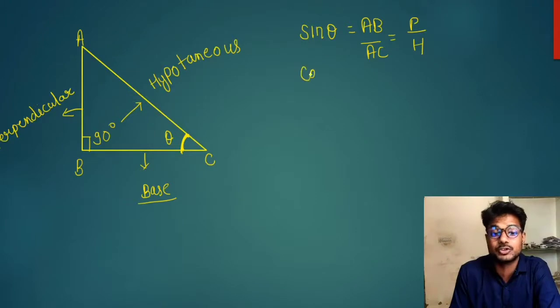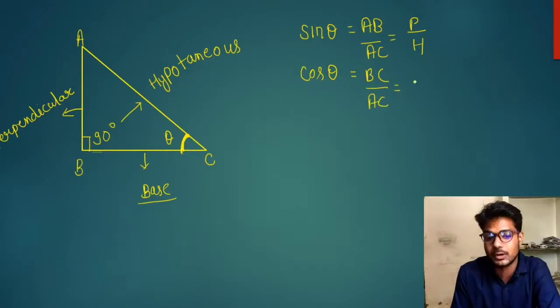Next ratio is cos theta. What is the meaning of cos theta? Cos theta is, for some theta, the ratio of the adjacent side and hypotenuse. So adjacent side is BC and hypotenuse is AC. We can also write B upon H.